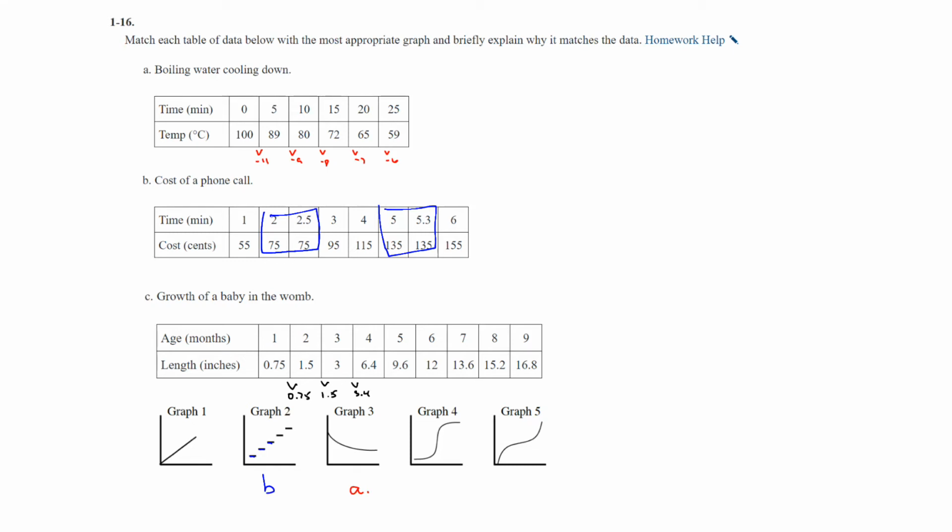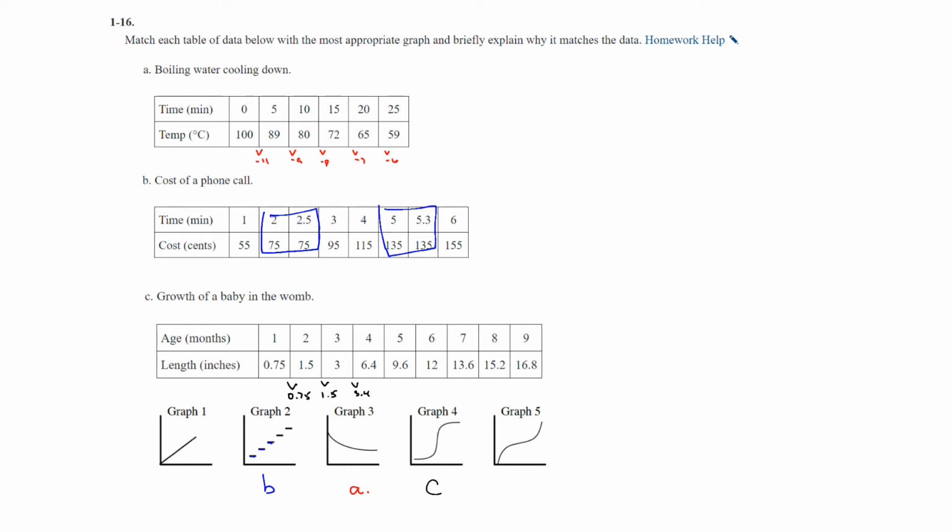So look at those differences, and then it's definitely not graph 1 because it's not linear. It's not going up at a constant rate. So is it more like graph 5 where it increases really quickly and then slows down? Or more like graph 4 where it starts off slow, increases really quickly, and then slows off a little bit again? And it appears to be graph 4. So this will be C.